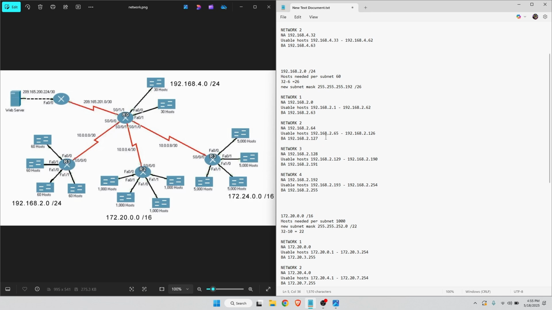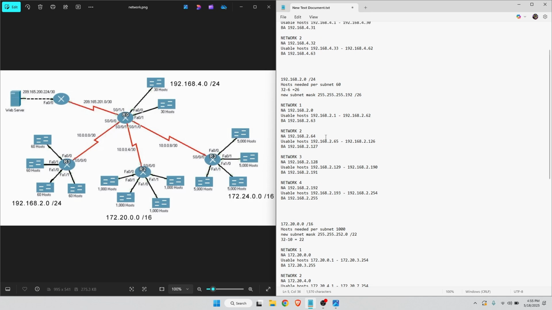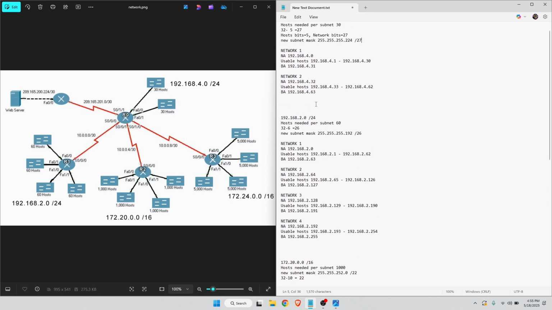This one here requires four networks. So from this one we derive that the host bits we would need would be 6 and the network bits would be 26. So that gave us our new subnet mask of 255.255.255.192, which would be /26. So network 1, the network address would be 192.168.2.0, broadcast address 192.168.2.63, and the usable hosts will be everything in between.